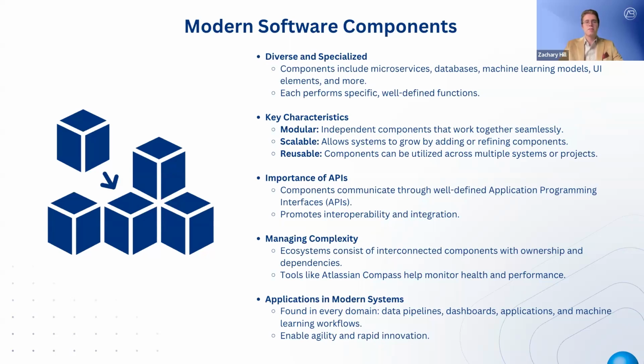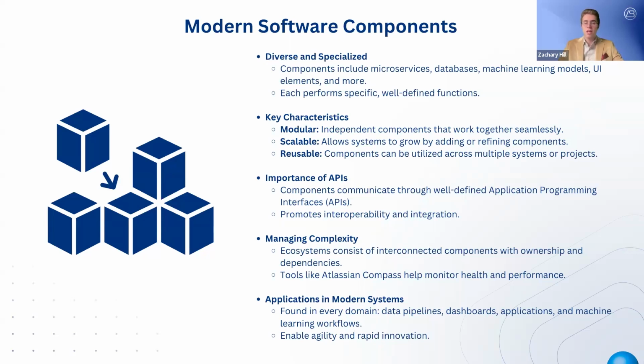Now, key characteristics of modern components include modularity, scalability, and reusability. They can operate independently, yet integrate seamlessly with other components. Now, this modular design makes them scalable and reusable across projects, reducing duplication of effort. Now, central to their functionality are well-defined APIs, which enable components to communicate and integrate effectively. APIs ensure interoperability between different systems and tools, creating cohesive and adaptable architectures.